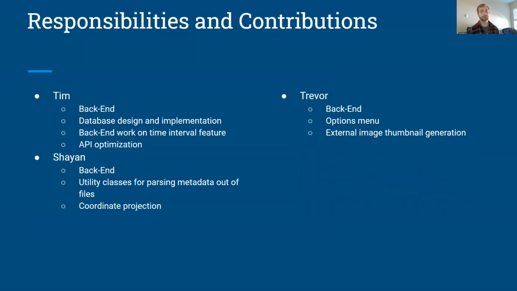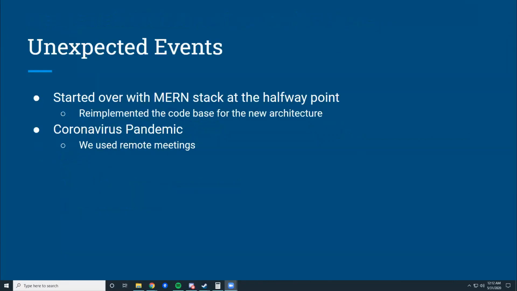This next slide covers those on the backend team. Tim worked on the design of our database and set it up using MongoDB. He also did some optimization to speed up communication between the front end and back end and worked on the time interval feature. Shayan did most of our utility classes to parse metadata from CSV and PPJ files to be displayed on the front end. Part of this work was projecting coordinates to a format that Leaflet can use. Trevor worked on the options menu, both front end and back end. This included how the back end uses external tools such as GDAL Translate to convert images to JPEGs for the map thumbnails.